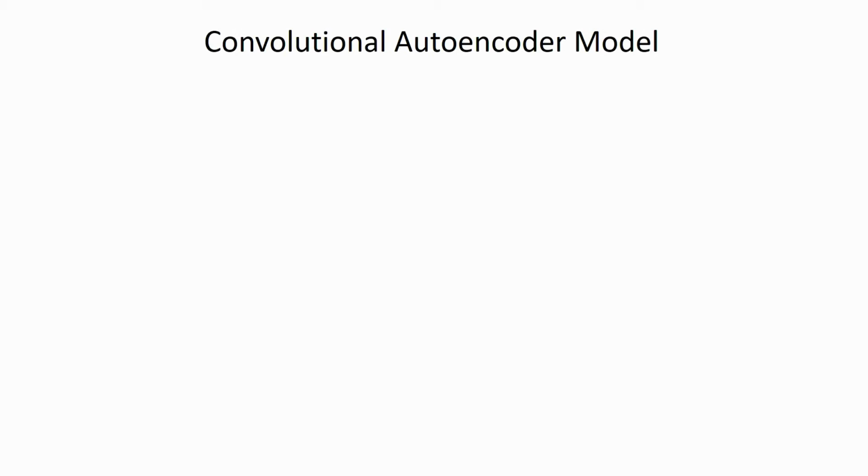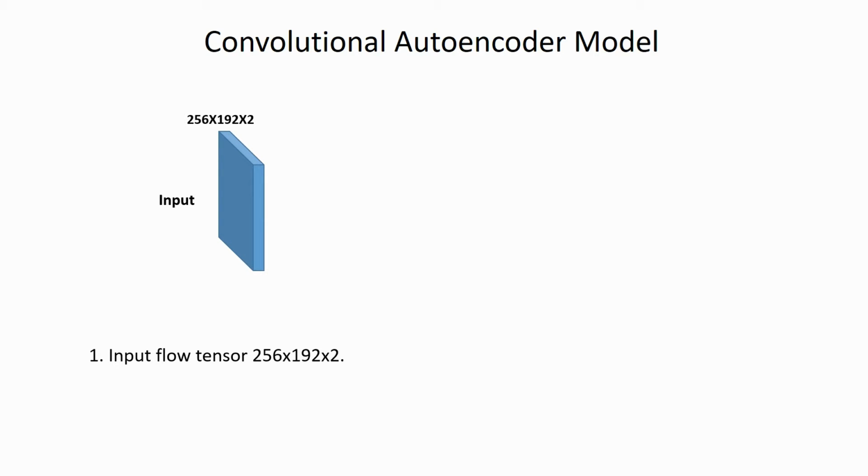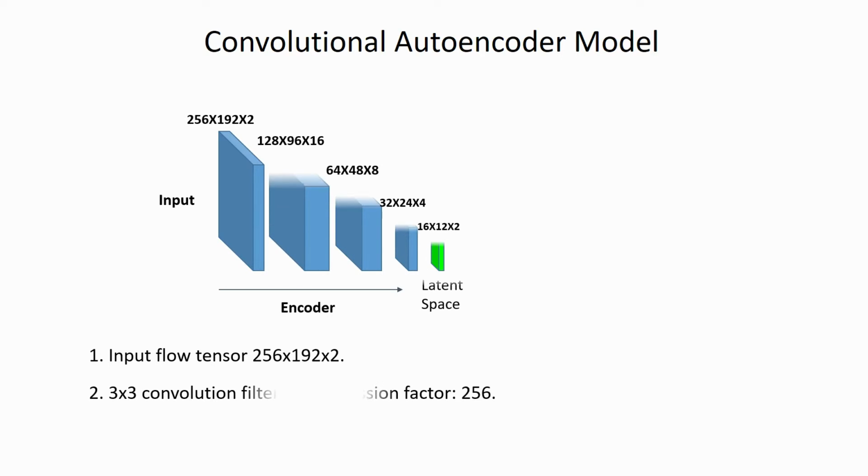Next, we describe our convolutional autoencoder model to process the optical flow features. For a pair of images, our dense flow method returns a two-channel matrix, the first channel representing the horizontal motion of each pixel and the second channel for vertical motion. The encoder of the network uses a series of 3x3 convolution and downsampling layers to compress the input by a factor of 256. This bottleneck forces the network to learn a good representation of the normal flow vectors.